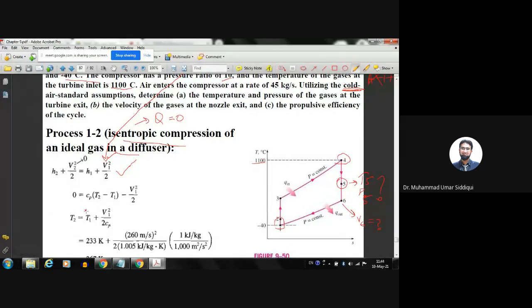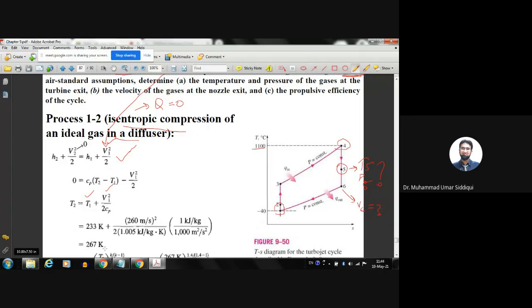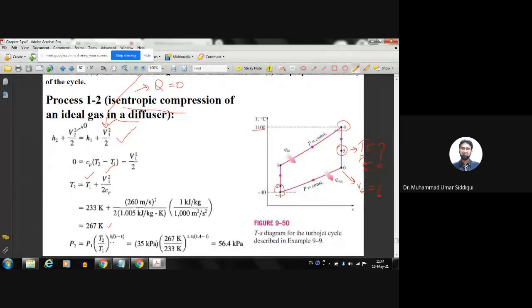We already know what T1 is. Now we know V1, we can determine the temperature at the exit of the diffuser. We can also determine the pressure, because it is an isentropic compression process. So when we have isentropic compression, we have the isentropic formulas relating pressure and temperature. We know T2, T1, and P1, so we can determine P2. That will be the pressure.